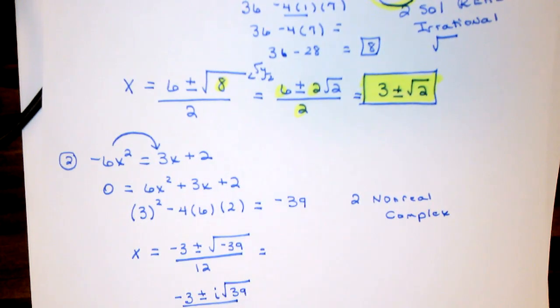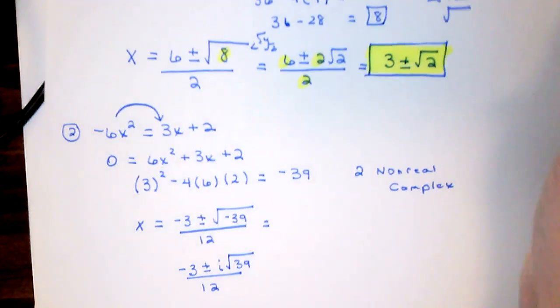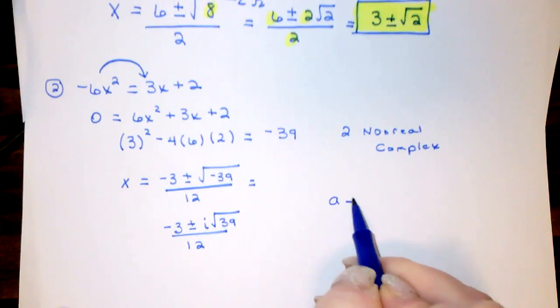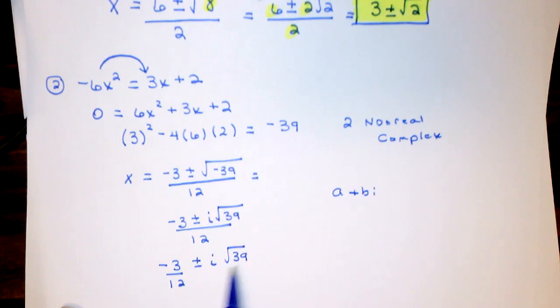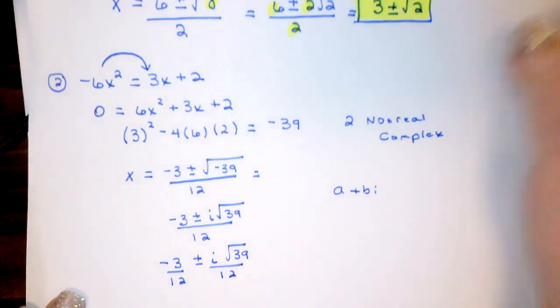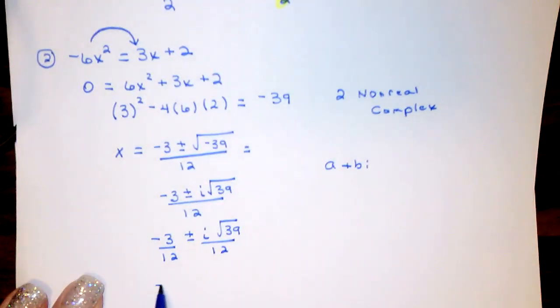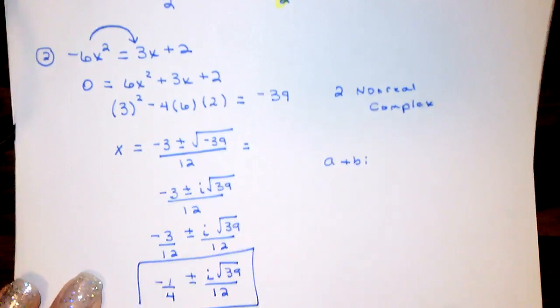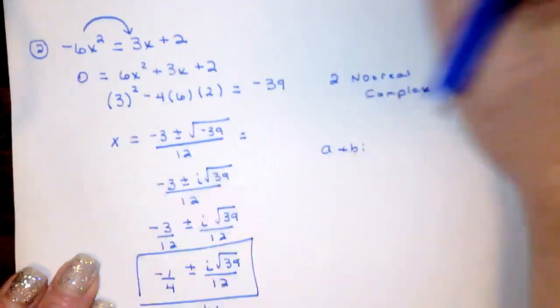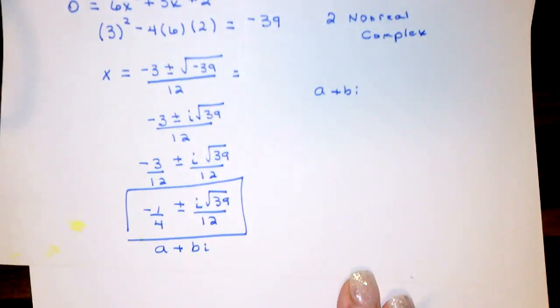Now remember with these, they want you to put these into standard form. So you're going to have to put these in the a plus bi form, which means we're going to break this apart and put the 12 under both of these. So that's going to reduce to -1/4 plus or minus i radical 39 all over 12. So remember to put those with the a plus bi form. That's your standard form for a complex number.